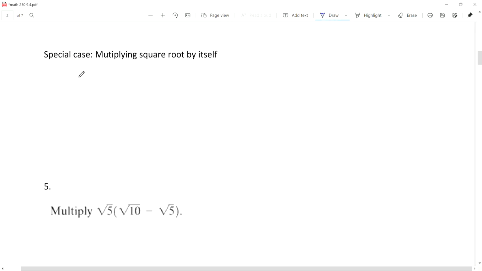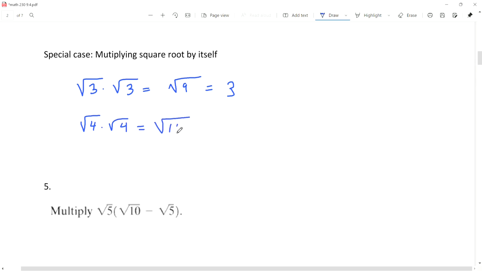Let's look at some special cases of multiplying a square root with the same square root. Let's consider the square root of 3 times the square root of 3. This is equivalent to the square root of 3 times 3, or the square root of 9, and that's equal to 3. So hopefully you can see a pattern. If I do the square root of 4 times the square root of 4, this is equal to the square root of 4 times 4, which is 16, and that's 4.